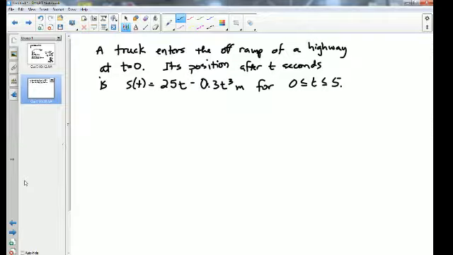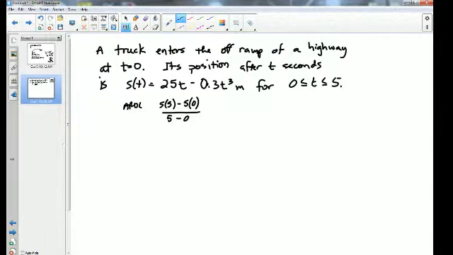Could we calculate average rate of change? Yeah, you could. S of 5 minus S of 0. So something you already should be able to do. Right? Average rate of change.